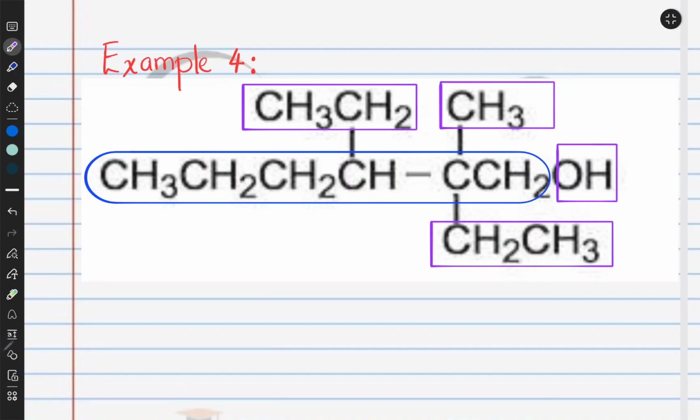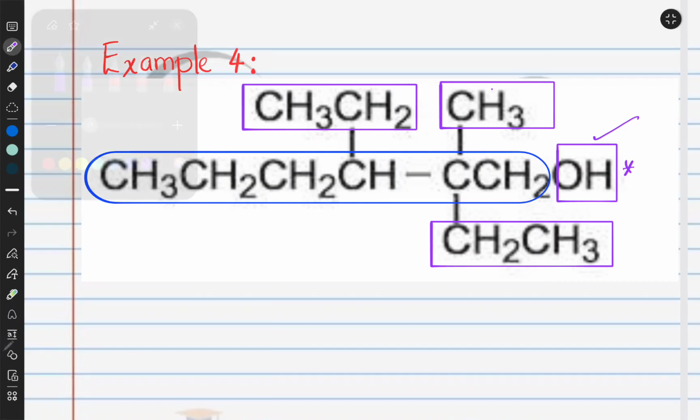So in total, how many substituents do we have? We have 1, 2, 3, 4 substituents. How many hydroxyl groups do we have? We only have 1. How many alkyl groups do we have? We have 1, 2, and 3. All right, so that's how you distinguish them. At this point we can start deciding which side is best to number the main chain from.